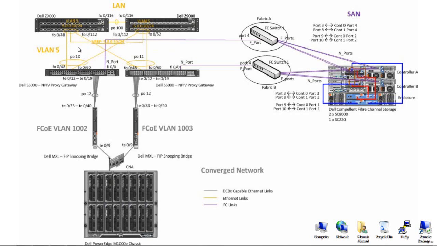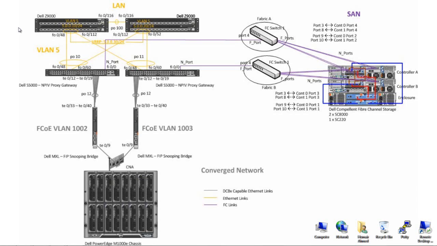Here I've set a virtual IP of 5.0.0.30/24. The Z9000 on the left is primary with the IP address of 5.0.0.10/24. Once I'm done configuring the Dell S5000 and MXL switches, I'll test the configuration by sending LAN and SAN traffic from the server.